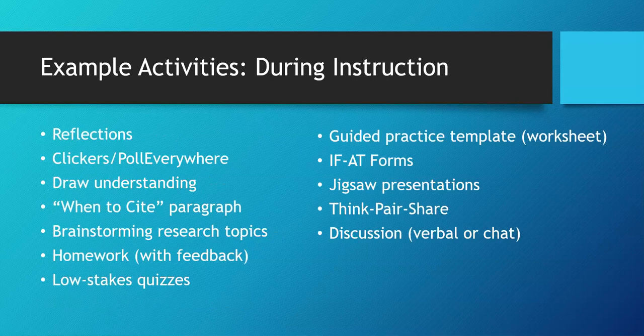So during instruction, this can be a lot of different things. This can be a reflection, so asking students to respond to a reflection prompt for a few minutes and then reading over those and responding to them at the next class. You could use Poll Everywhere or other clicker software to poll students or ask students to answer multiple choice or short answer questions. You can have students draw their understanding of a concept, which you can process pretty quickly by walking around the room. You can give students a paragraph and have them check or underline the sentences that require a citation. Again, you can have students brainstorm research topics in class or out of class.